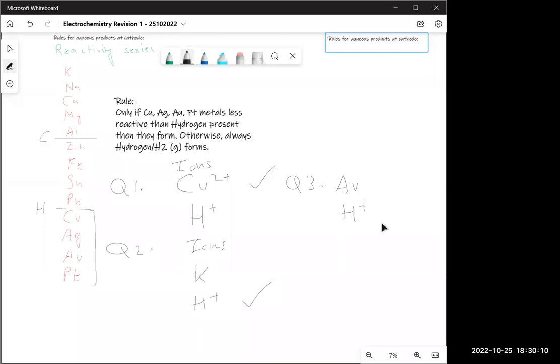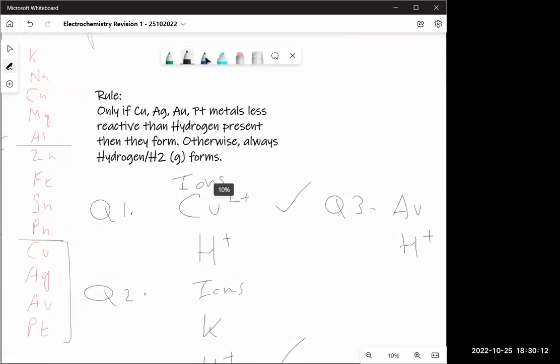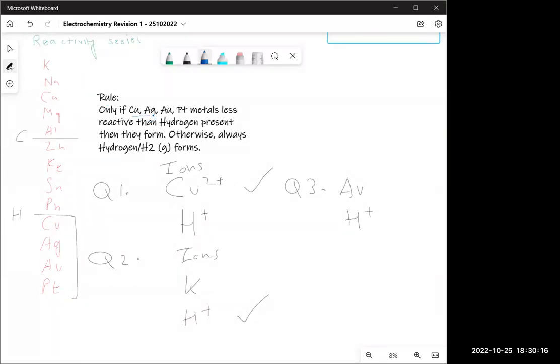H+. No. Read the rule one more time. Don't read it, Asha, I'll tell you what's happening. Only these form if they are present. So if you have Cu, Ag, Au, Pt, they will form always, if they are present. If they're not present, then H+. Since Au is present, it will form. Is that clear? Yes. Because it is less reactive than hydrogen, the one which is less reactive forms.